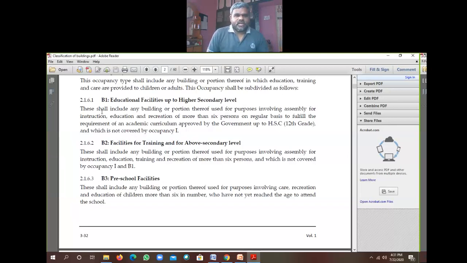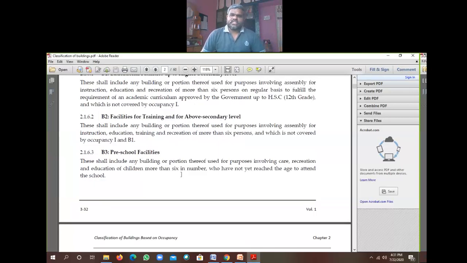So we see here, B1 shall include any building or portion thereof used for purposes involving assembly for instruction, education, recreation of more than six persons on a regular basis to fulfill the requirement of an academic curriculum approved by the government up to HSC, right, up to 12th class. And group B2 shall include any building or portion thereof used for purposes involving assembly for instruction, education, training, recreation of more than six persons, which is not covered by occupancy B1, right? So that means training centers, coaching centers.